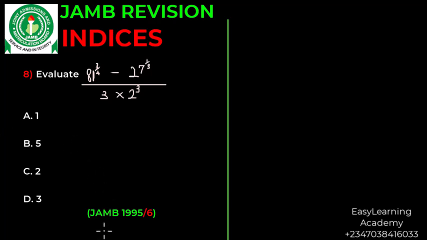Right, so we have a question here, JAMB 1995, question number 6, and we are asked to evaluate 81 raised to the power of 3 over 4 minus 27 raised to the power of 1 over 3, all over 3 times 2 raised to the power of 3.